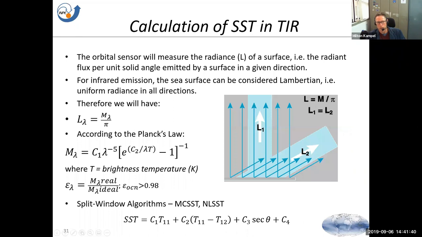And those algorithms are known as split window algorithms because you take the thermal infrared window in between 10 and 12 micrometers into two channels, 10 to 11, 11 to 12, approximately. And this is called multi-channel sea surface temperature, or also non-linear sea surface temperature. And there are, of course, a few others.